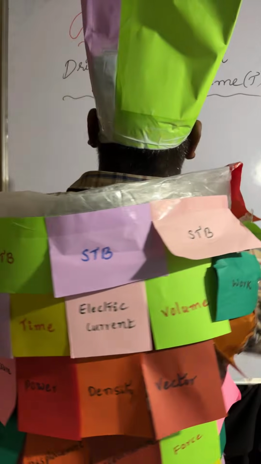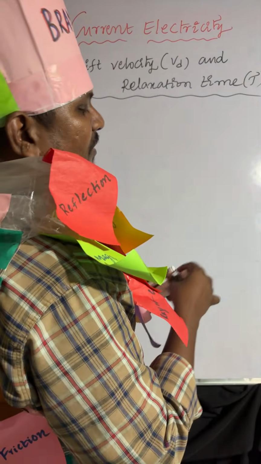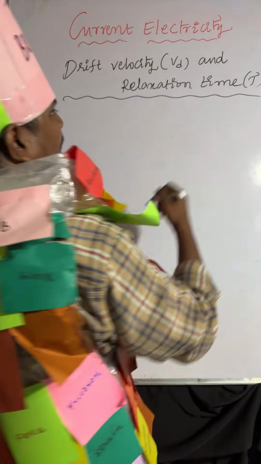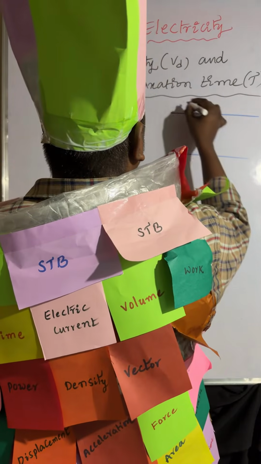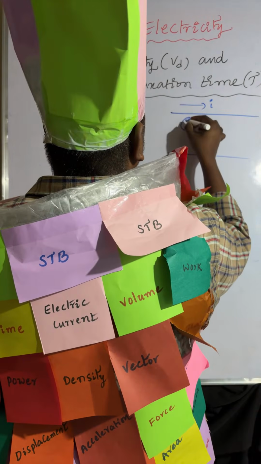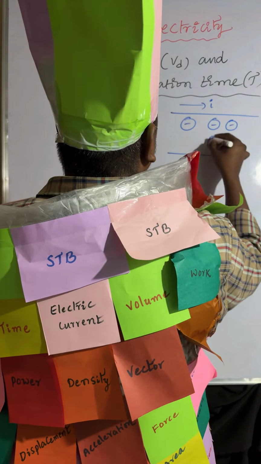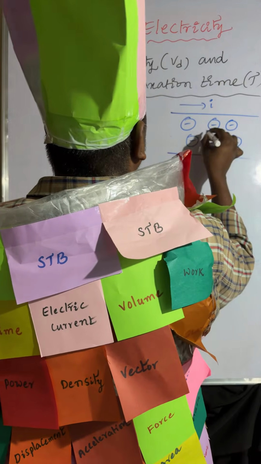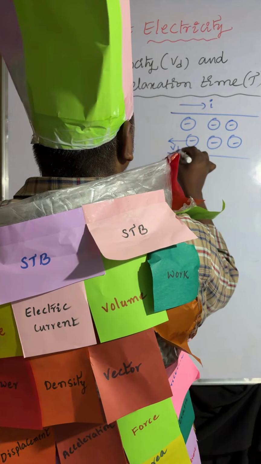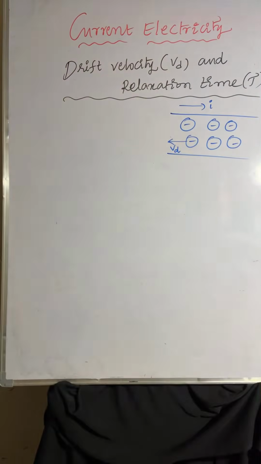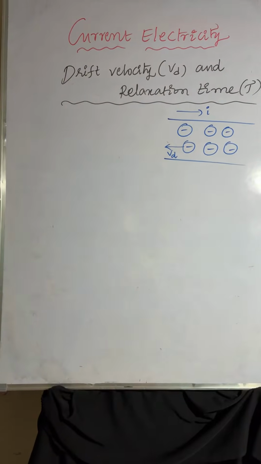So, drift velocity and relaxation time. When electrons are moving in the conductor, they experience force. So here you can see current is moving like this, and electrons are moving in the conductor. If the electrons are moving like this, they experience force, so it produces acceleration. Understood or not?